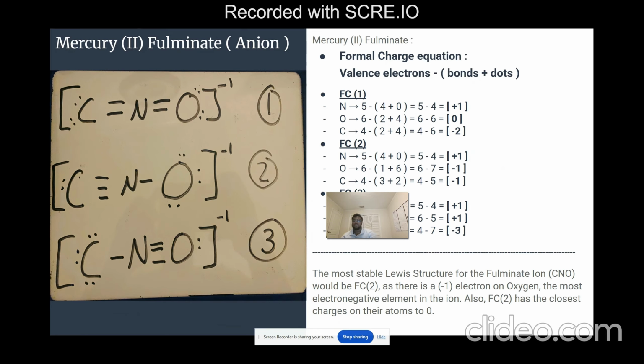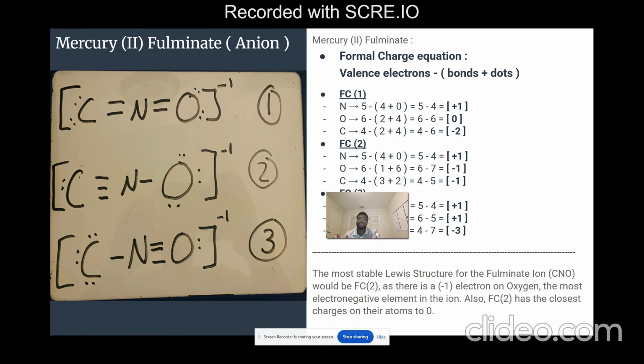And we can see this further when we look into their resonance structures. In order to find the resonance structure, we usually first find their formal charge, which you find by taking their valence electrons and subtracting the bonds and dots per atom. And in this case, even though they all look somewhat similar, you could see that the second resonance structure would be the most stable, as oxygen in this case has a -1 charge.